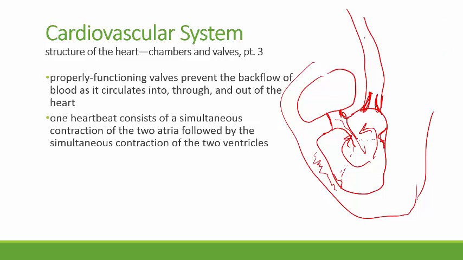And so one heartbeat consists of a single contraction of the two atria at the base of the heart, followed after a short delay by the simultaneous contraction, at the exact same time, of the two ventricles. Okay, so hopefully that was helpful.